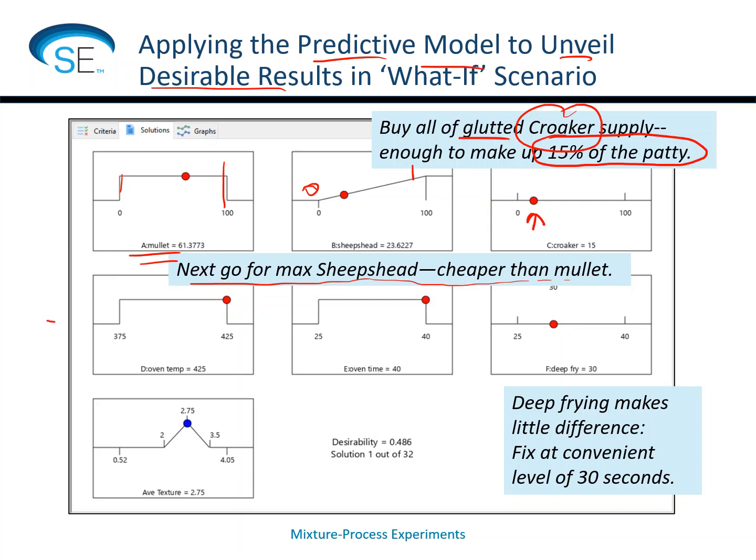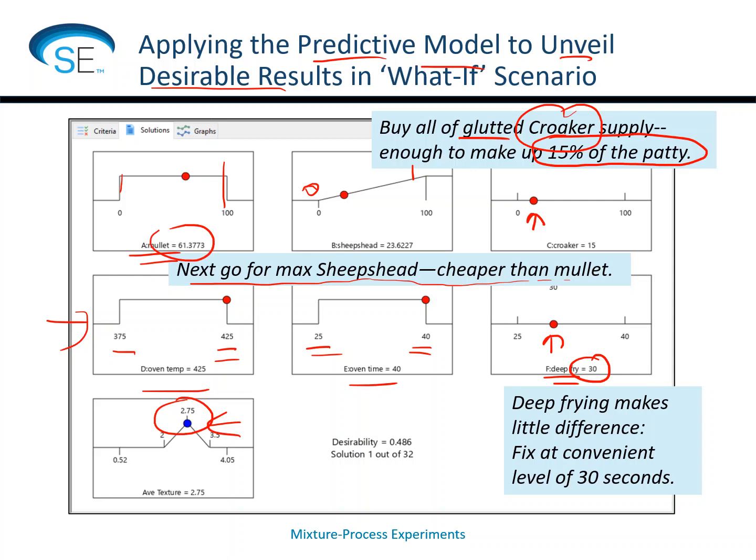We also can fiddle with the process factors. The oven temperature is going to stay within the range of 375 to 425 for our search, and oven time between 25 and 40. And it turns out deep fry didn't have much of an impact on any of the results, so we just conveniently set that equal to 30 seconds. With these parameters set up, the search is done, and we're able to get the texture right on target.